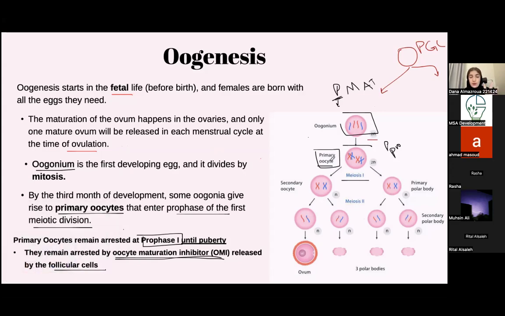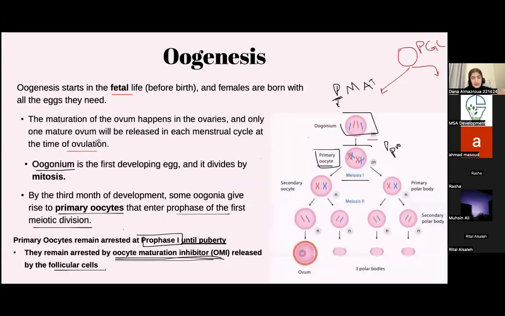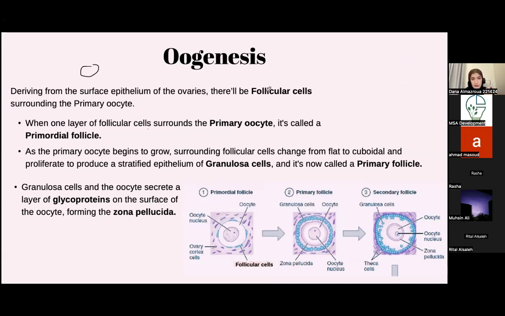Okay, so we agreed, and now we have a primary oocyte that is stuck in prophase 1. And what's keeping it stuck is this oocyte maturation inhibitor released by the follicular cells, okay? Now, we said we have the ovaries, and this is where this whole thing is happening. From the epithelium of the ovaries, there are follicular cells that are developing and surrounding the primary oocyte. We have the primary oocyte that we just talked about, and it's stuck in which phase? In prophase 1. If you look at this picture, this is the primary oocyte, and there are cells surrounding it, these blue cells. Do you see them?